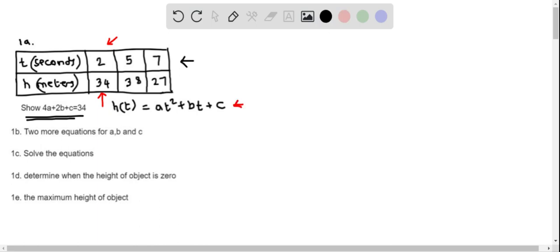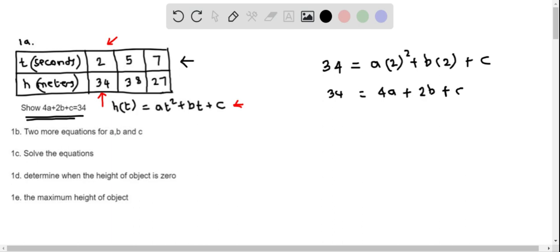I plug in h of t equal to 34. When I do that, I get 34 on the left side. And for all the values of t, I plug in t, I'm sorry, I plug in t equal to 2. So therefore, a times 2 squared plus b times 2 plus c. So this gives 34 equals, 2 squared is 4, 4 times a is 4a, plus 2 times b is 2b, plus c.